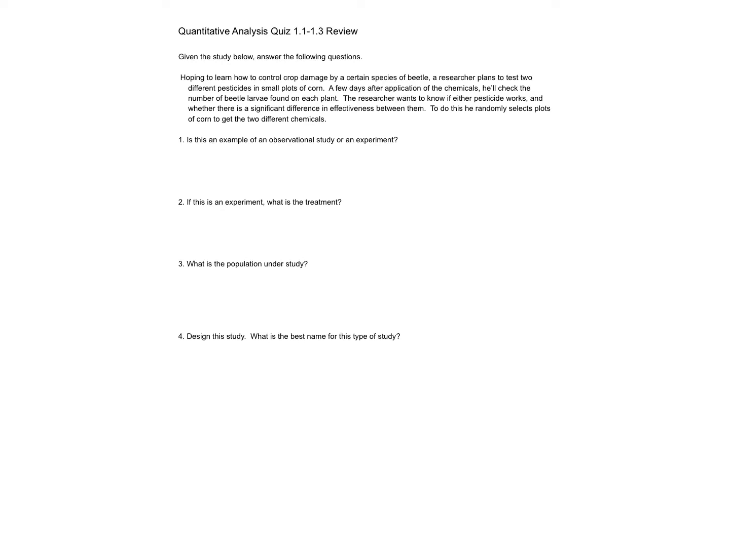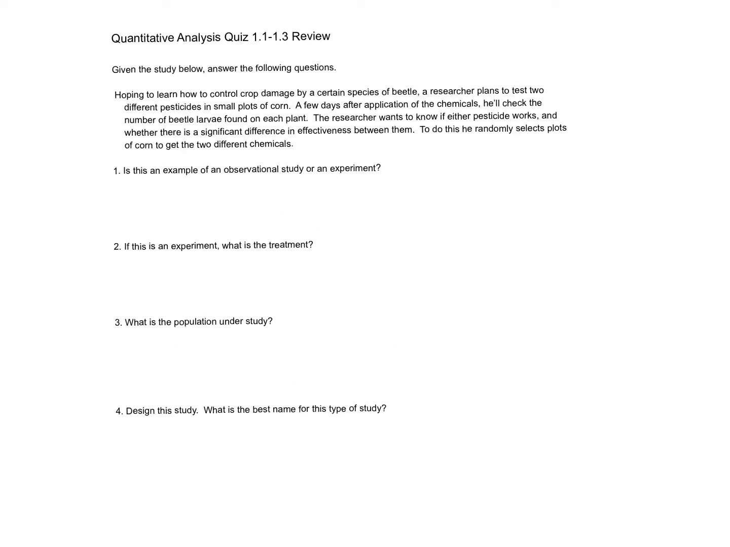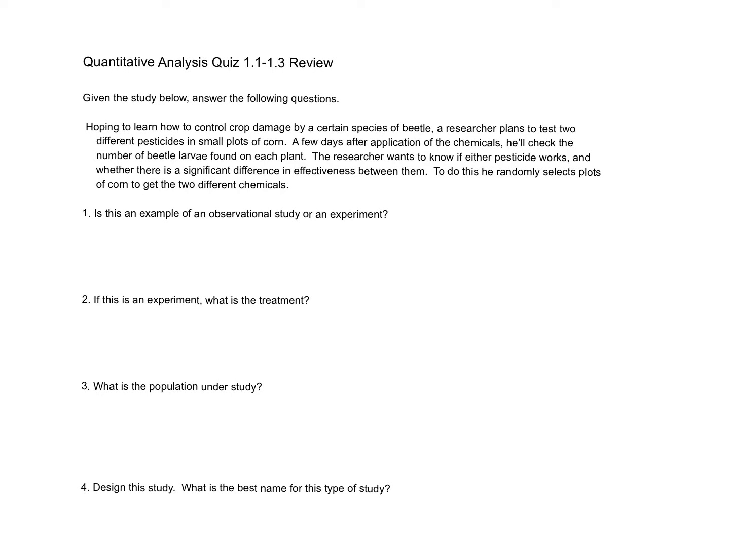All right, we're going to look at a little review to get ready for our quiz on sections 1.1 to 1.3. So we just have some sample problems we're going to go over to kind of prepare you. This first one gives a study about hoping to control crop damage from a certain species of beetle. A researcher plans to test 2 different pesticides in small plots of corn. A few days after the application of the chemicals, he'll check the number of beetle larvae found in each plant. The researcher wants to know if either pesticide works and whether there's a significant difference between the effectiveness between them.